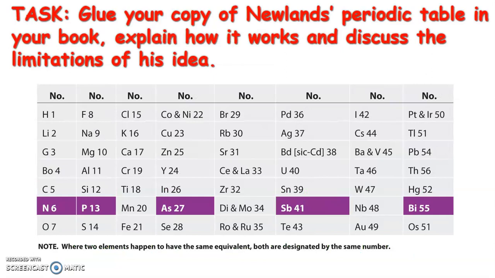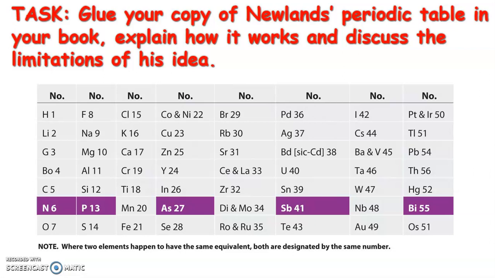You don't need to glue this into your book, but have a look at the periodic table and maybe have a think for a minute or two. If you want to pause the video, have a think about some of the problems. Have a look at some of the elements that are in the same groups, for example, the same columns. See if you can spot any problems based on what you know about the modern day periodic table.